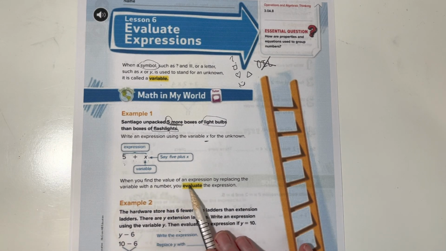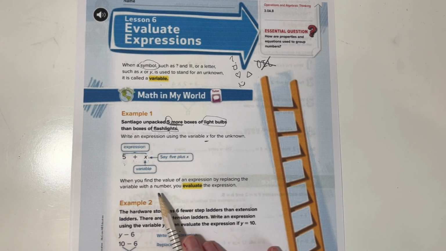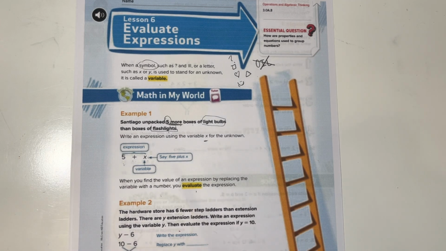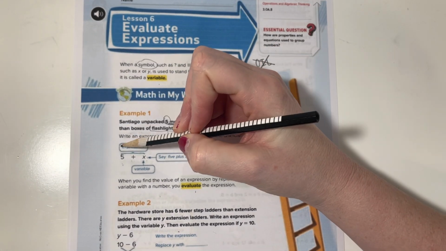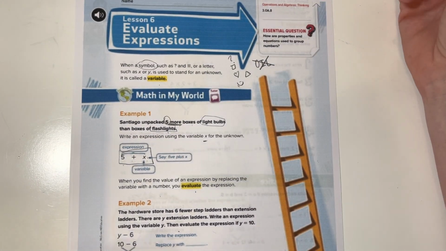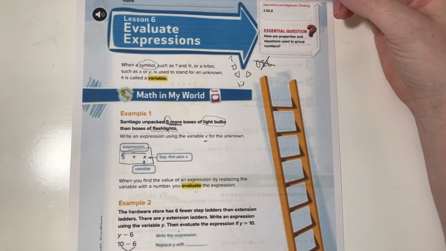When you find the value of an expression by replacing the variable with a number, you evaluate. So when you're solving, right, look up at our cubes. The E is evaluate, right? That's when you actually do the work and you solve it. So that's all it is. This right here is writing the expression, and today we're going to work on evaluating or solving the expression.